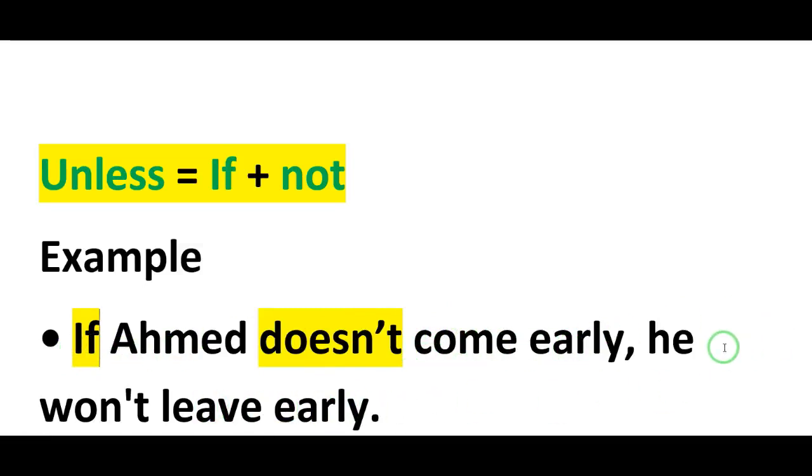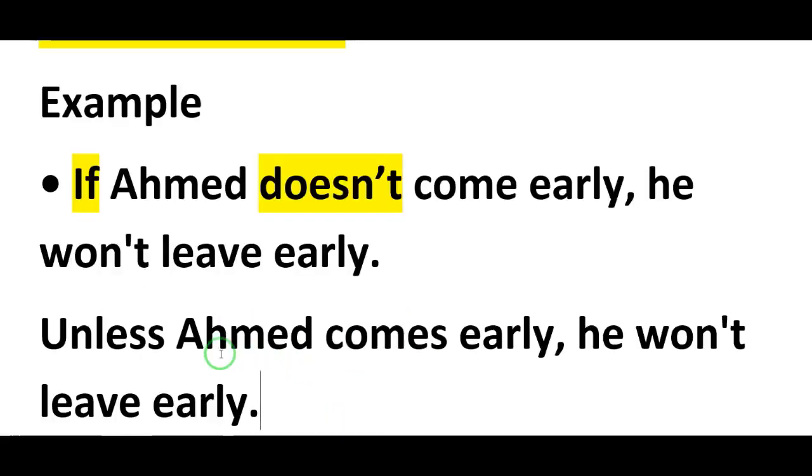We are not going to change anything in the second sentence. If it's won't, it's going to be won't. If it's will, it's going to be the same. Nothing changes. The only thing we change is if plus doesn't or don't. But don't forget when we cancel doesn't, put s on the verb because the subject is singular. The answer here is clear: unless Ahmed comes early, he won't leave early.